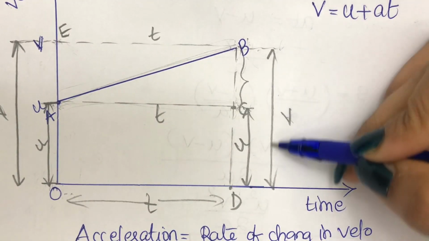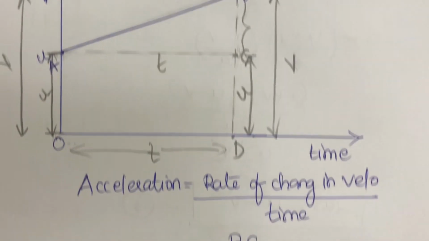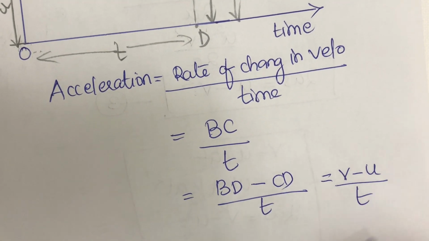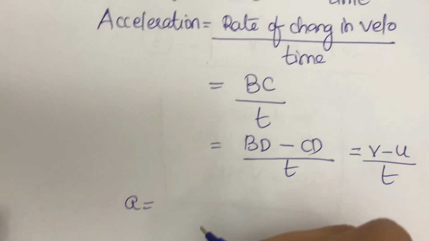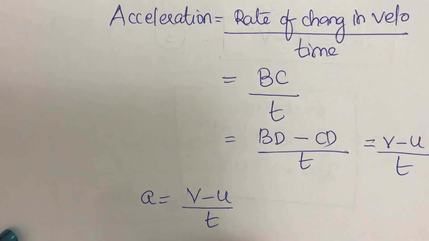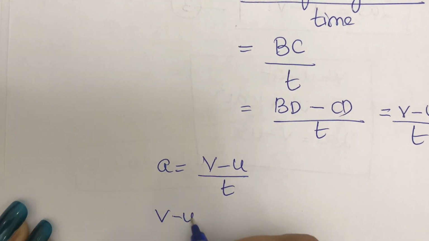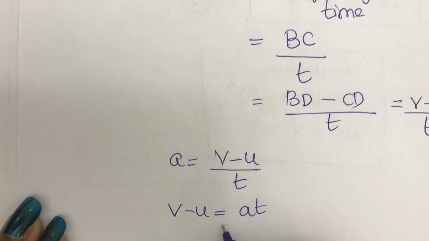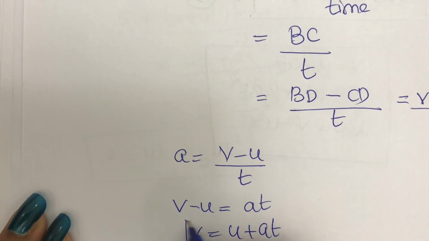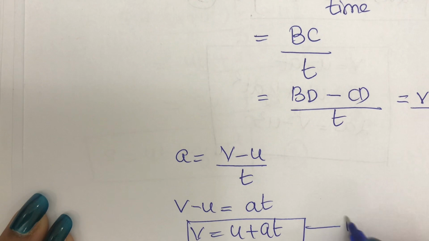BD is V and CD is U. So it is V minus U by time. So A is equal to V minus U by T. So V minus U is equal to AT. V is equal to U plus AT. And this is my first equation of motion.